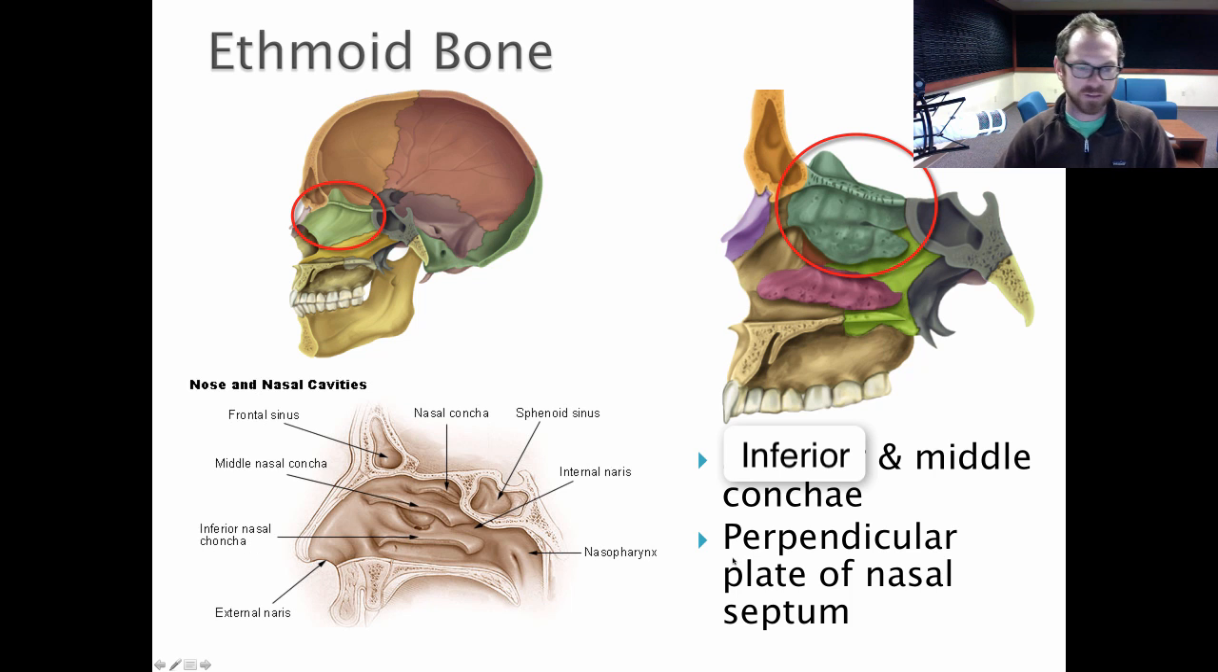But the take home for these middle and superior nasal conchi features on the ethmoid bone is that they're involved in forming the nasal septum. They come off of the perpendicular plate of the ethmoid bone, and they also form some structure for this nasal septum.